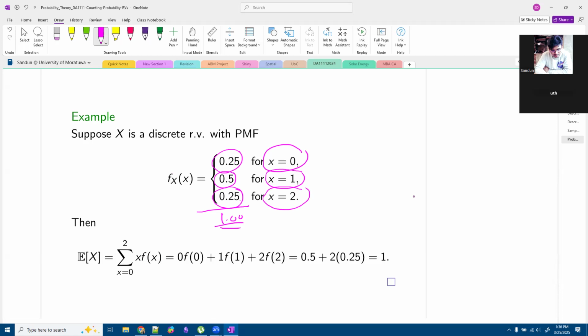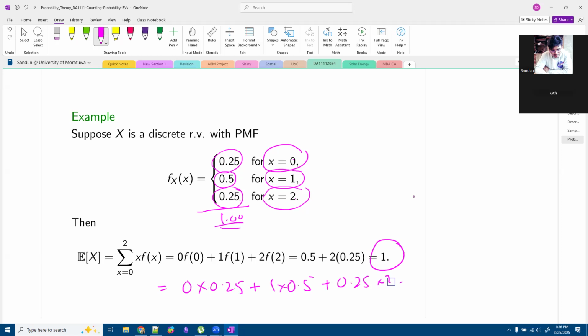The summation is 1. So the expectation is simply the sum of x f(x), with sigma going from 0 to 2, because you have three values of the random variable: 0, 1, 2. You simply calculate 0 times 0.25 plus 1 times 0.5 plus 2 times 0.25, and you get the answer 1. That is the expectation of it.